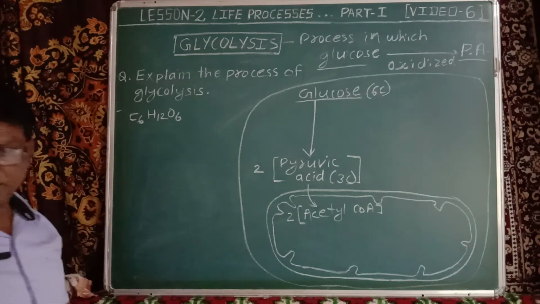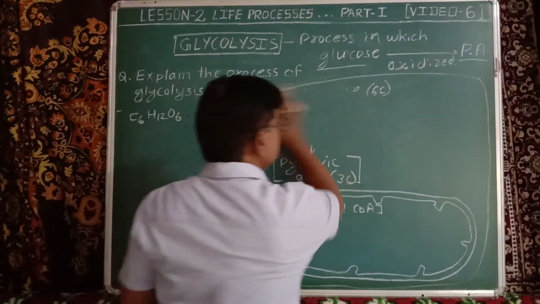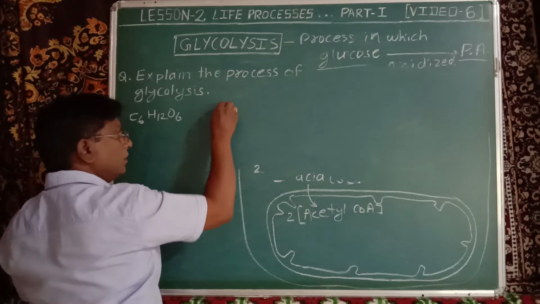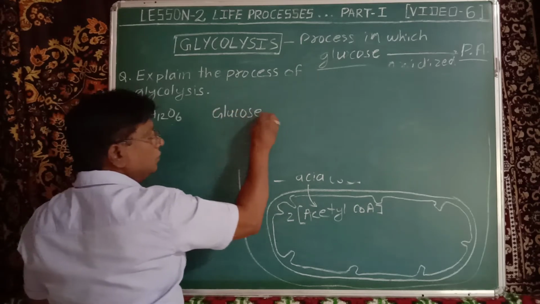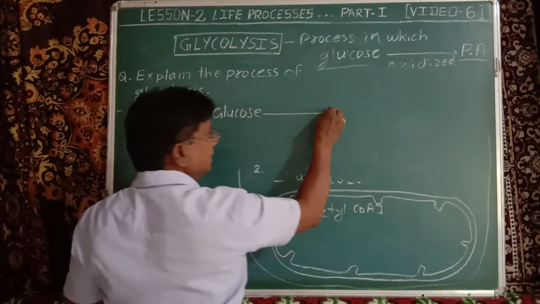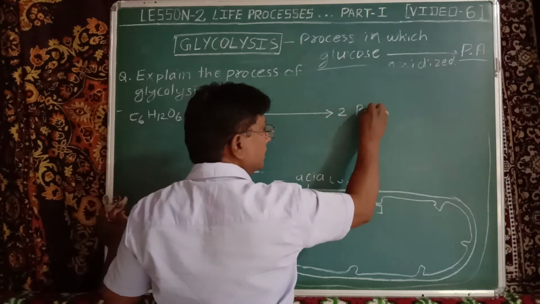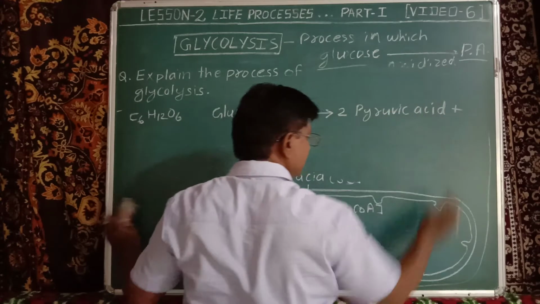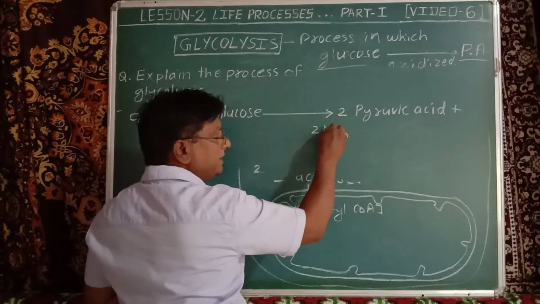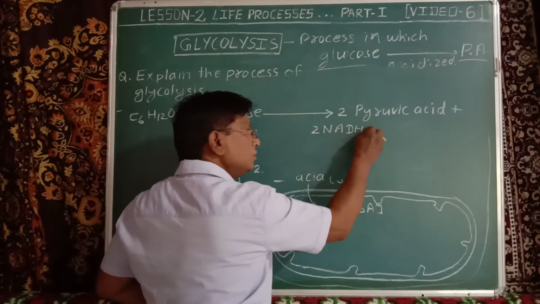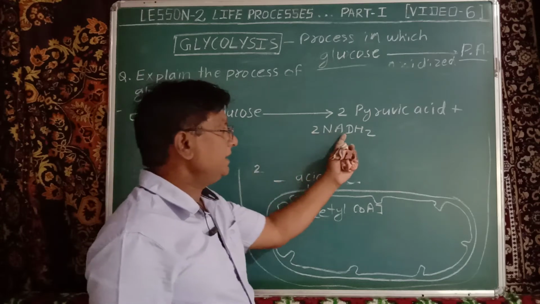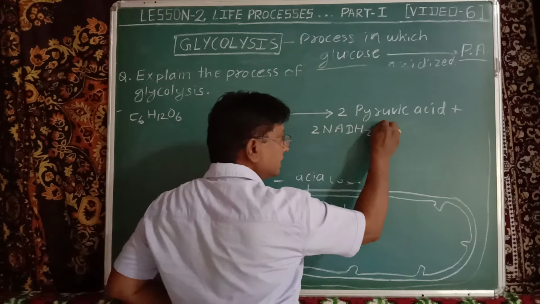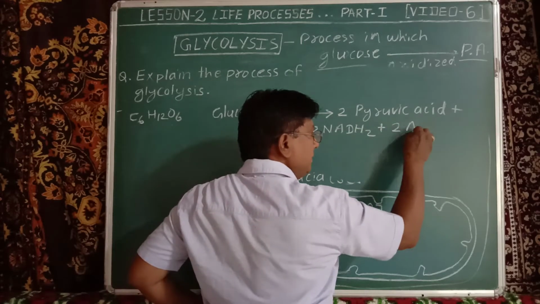We can write the complete reaction as: pyruvic acid is formed from glucose. Glucose is oxidized into 2 molecules of pyruvic acid, and during this reaction 2 NADH2 molecules are formed. And NADH2 is what? Nicotinamide adenine dinucleotide phosphate. So 2 NADH2 molecules are formed plus 2 ATP are formed.